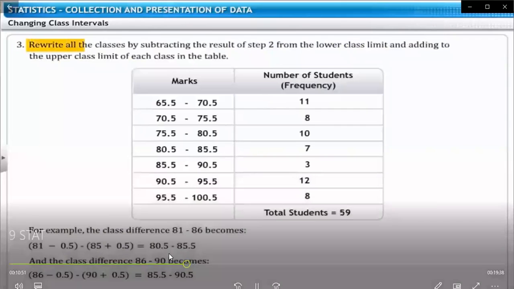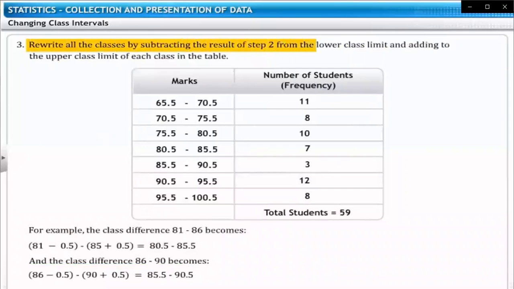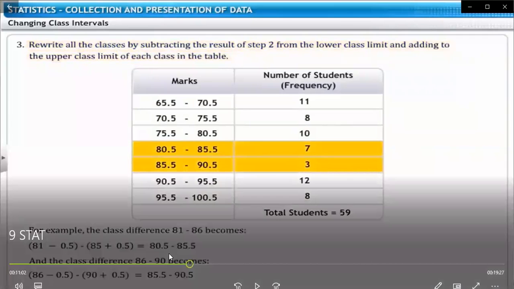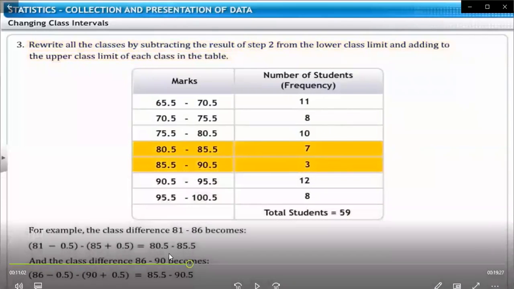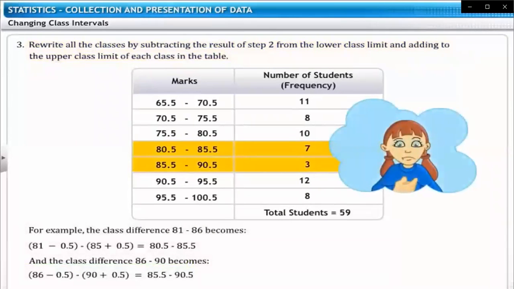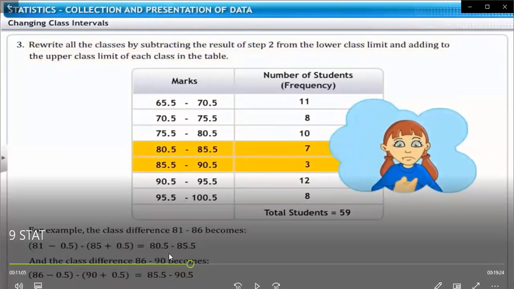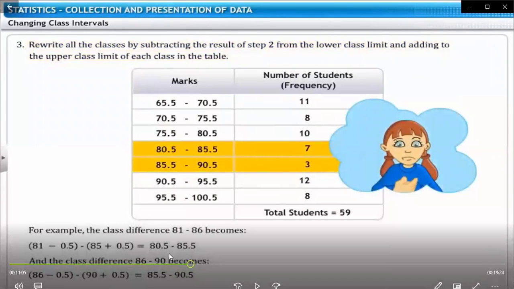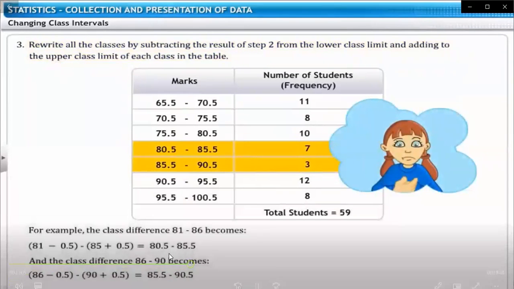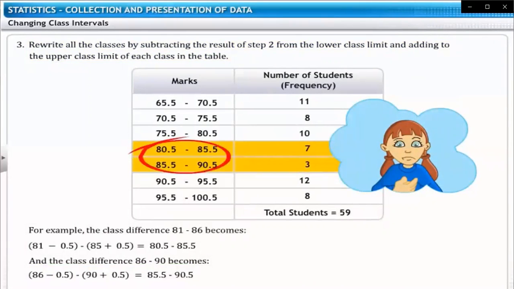The third step is to rewrite all the classes by subtracting the result of step number 2 from the lower class limit and adding it to the upper class limit of each class in the table. See how the table changes. The difference we got was 1, and we divided that by 2, so we got 0.5. Whatever result you get from there, you have to add it to the upper class limit, and subtract the same result from each and every lower class limit. So from here we are getting 65.5 to 70.5. Like this the table changes.